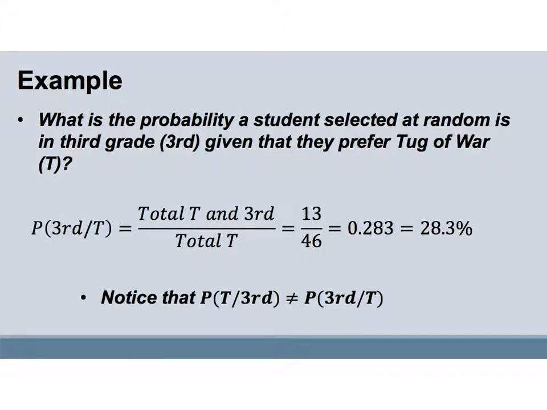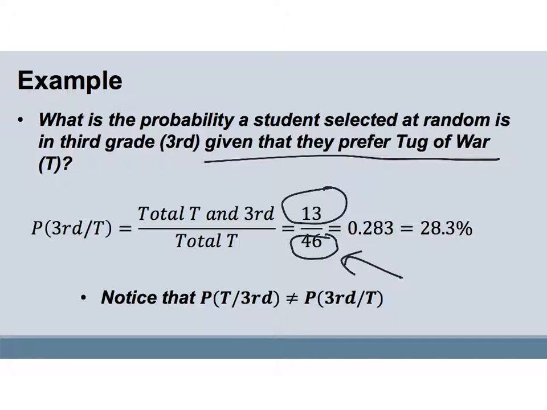Okay, so they asked almost the same question, but they turned it around. What is the probability a student selected at random is in third grade given they prefer tug of war? Well, now because you're given they prefer tug of war, that becomes the total. So the total number that like tug of war is 46. It's the same 13 we had before. There's still 13 third graders who like tug of war. What changed was the total down here because it's a different given. Do the math, that's 28.3%.